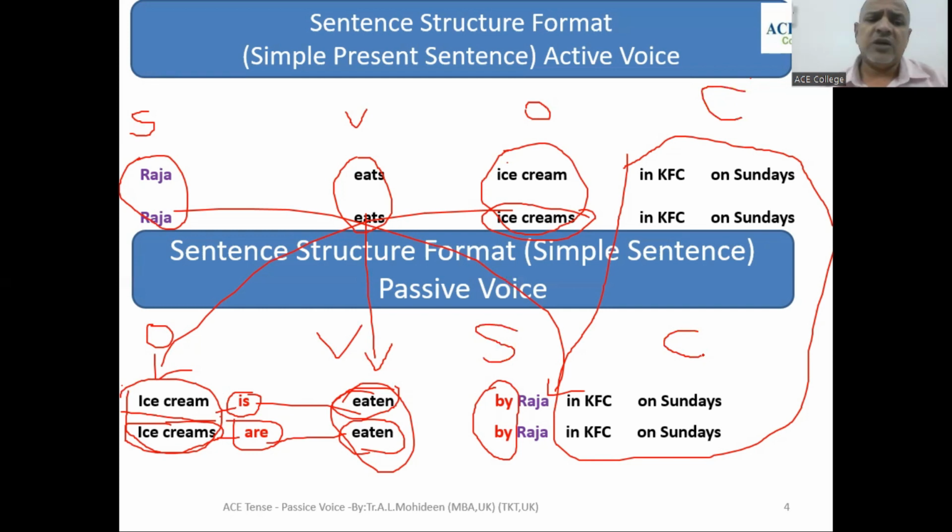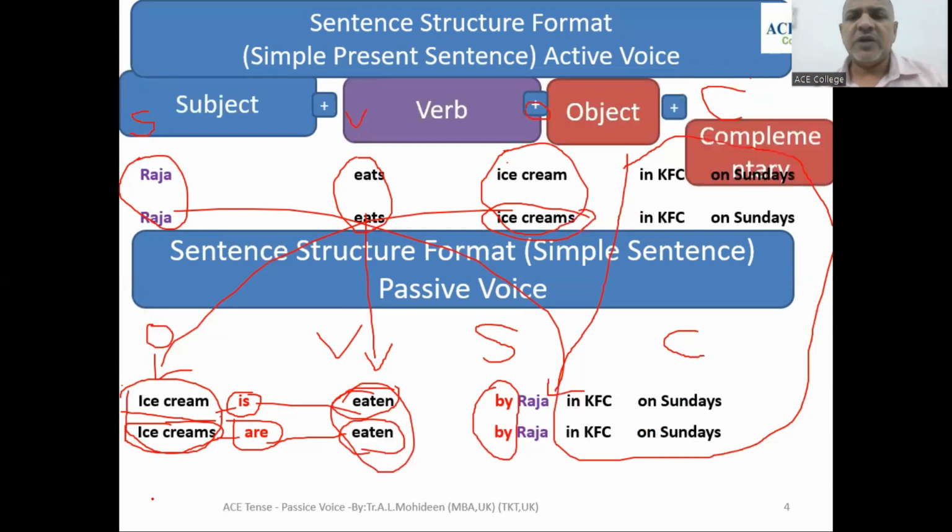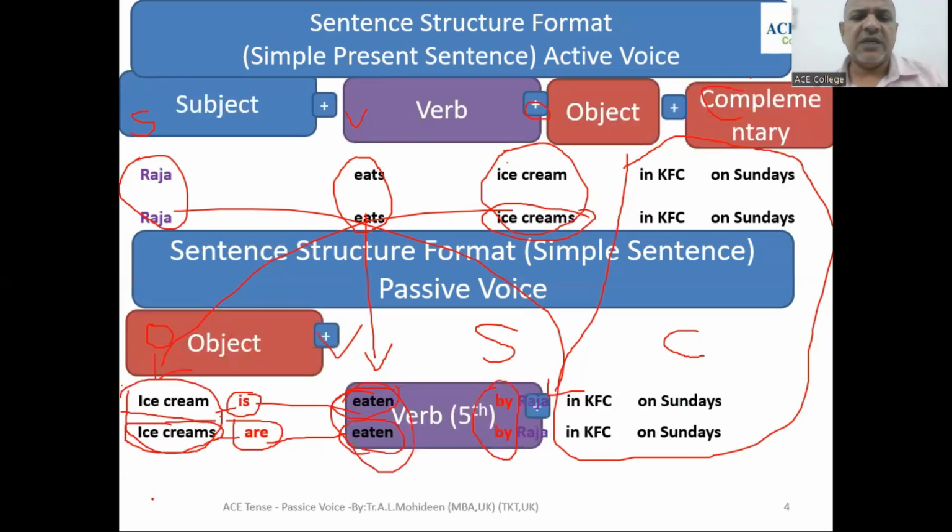And then the third thing you have to remember: before adding this verb fifth form, you have to go and check your object. If it is singular, is and fifth form; plural, are and fifth form. So these are the things you have to remember when you write your passive voice structure for simple present tense. Right.